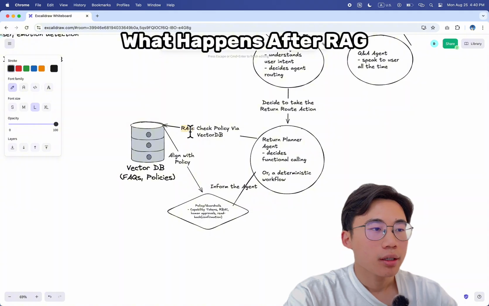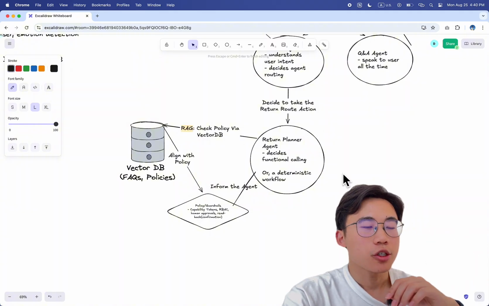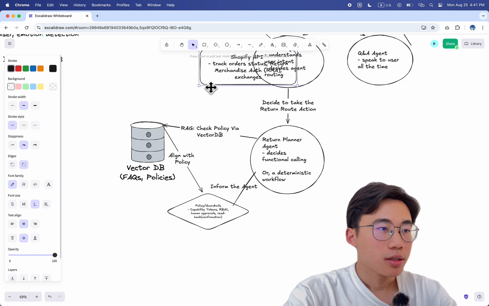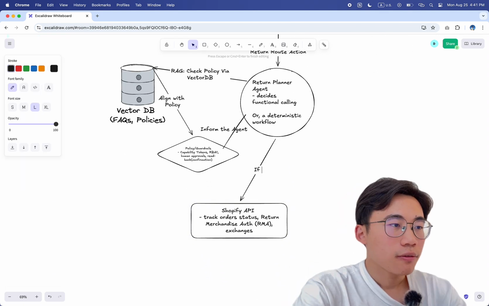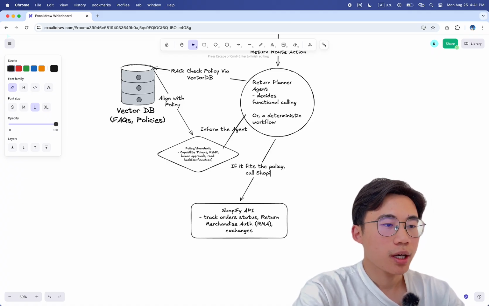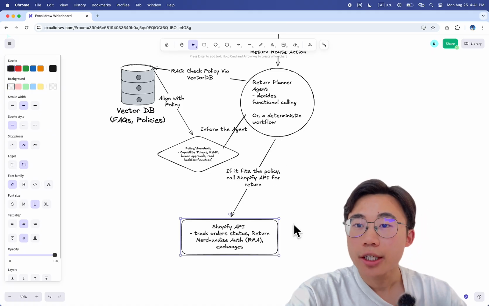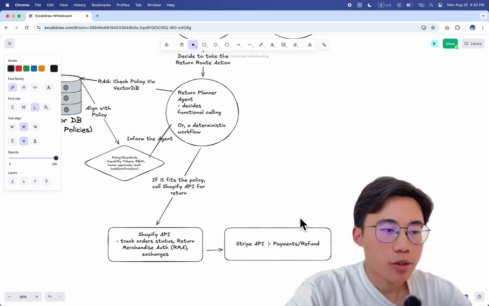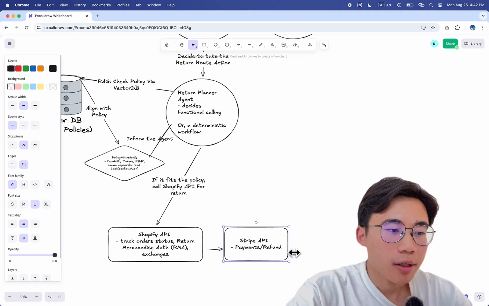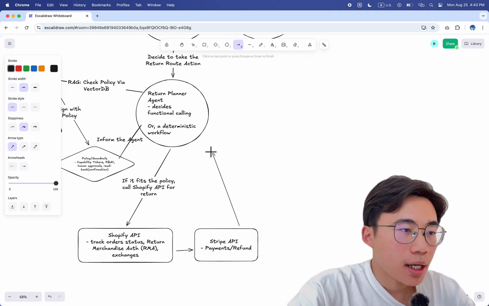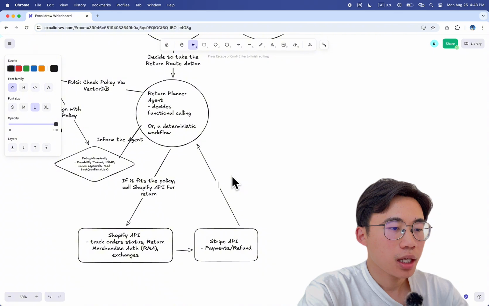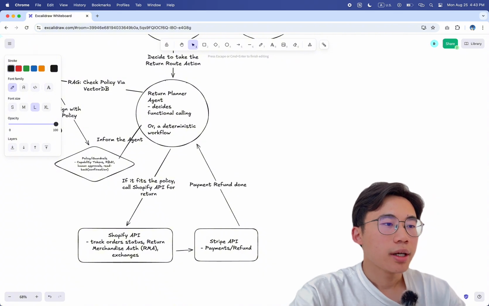So after we finished the RAG check from the vector database, our planner agent finally understood, okay, we need to trigger some APIs. The first API they're going to trigger is the Shopify API, if it fits the policy, call Shopify API for return. And if the next step is about returning the money, then we should also call the Stripe API right here. After the Stripe API has been called, it means that we have finished the money return. So the Stripe API should return the information back to the return planner and say, okay, payment refund done, right?